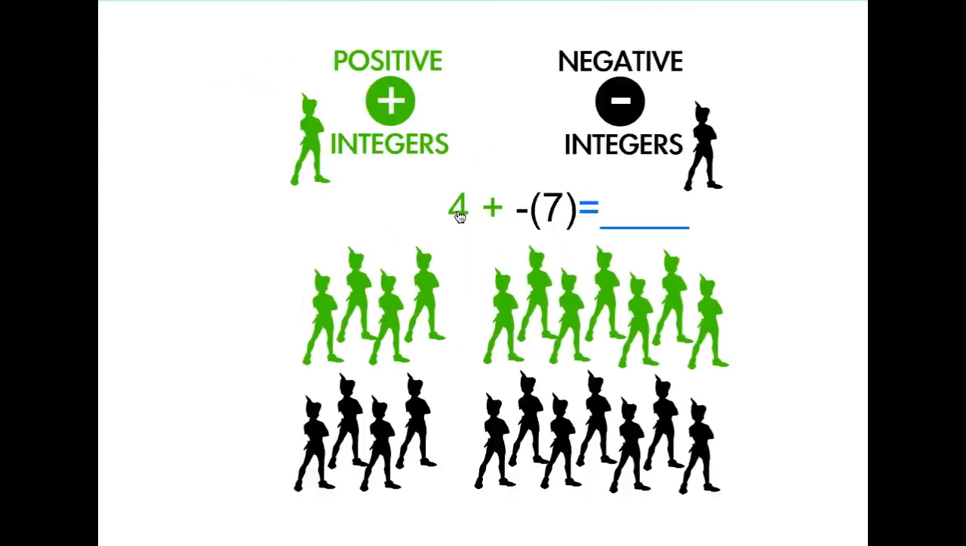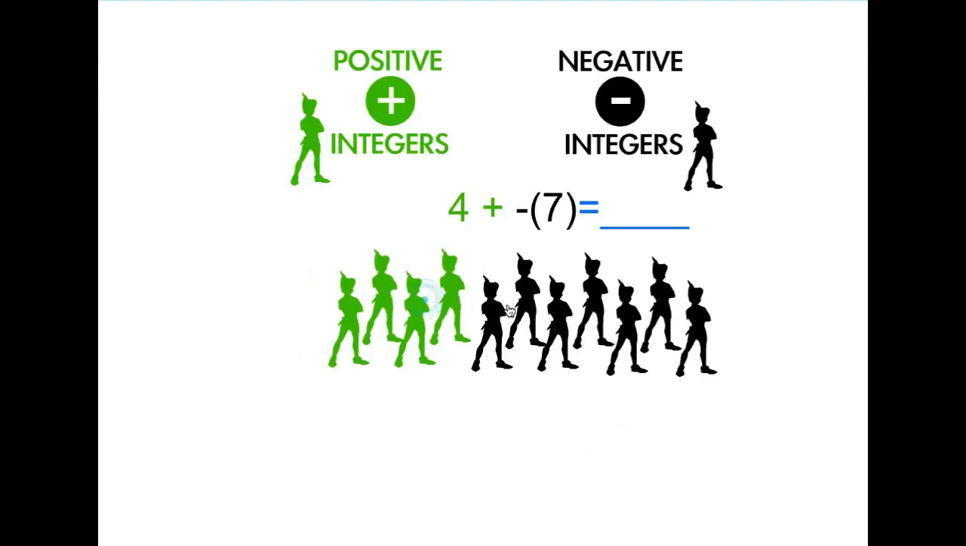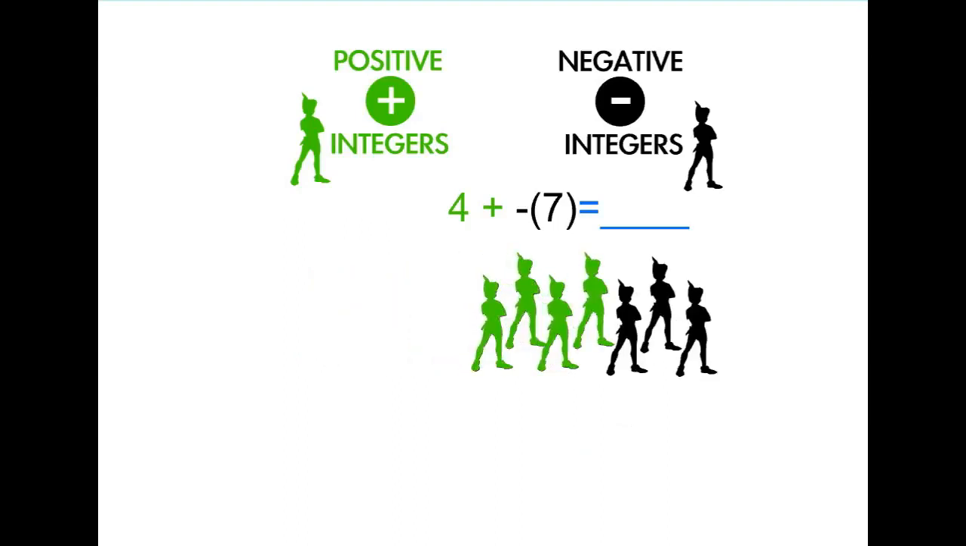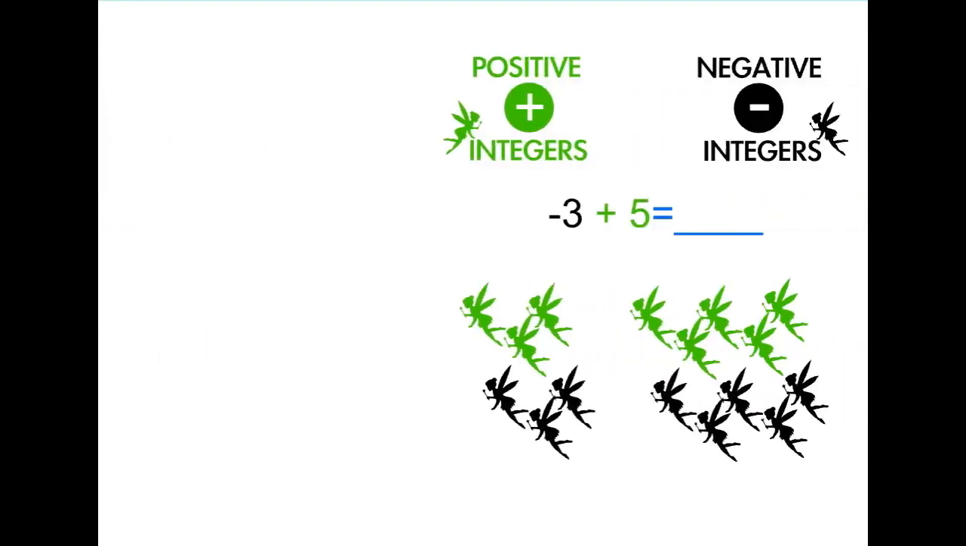This problem is asking us to add 4 Peter Pans and 7 Peter Pan shadows. So we're going to take these shadows and remove them because we don't need to consider those. And we're going to take these Peter Pans and remove them because we don't need to consider those. We're going to match these up one for one. They actually cancel each other out. And what we're left with is 3 Peter Pan shadows. Let's look at the next one.